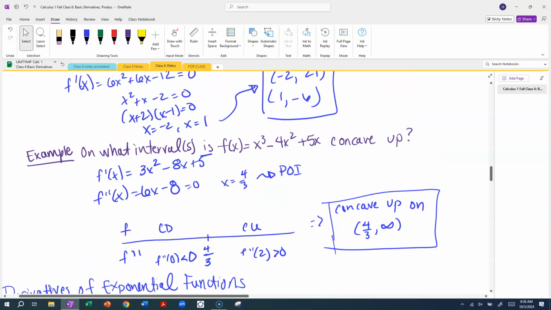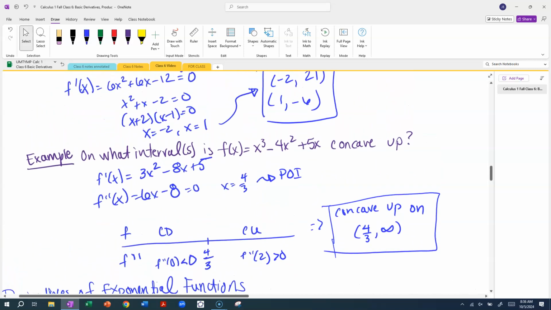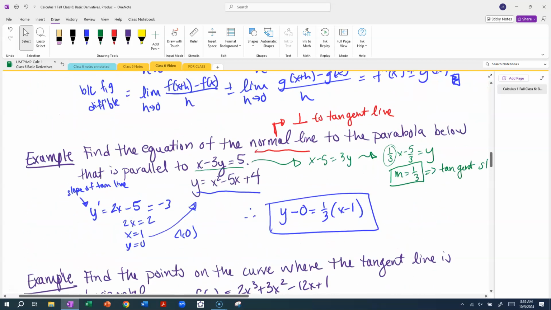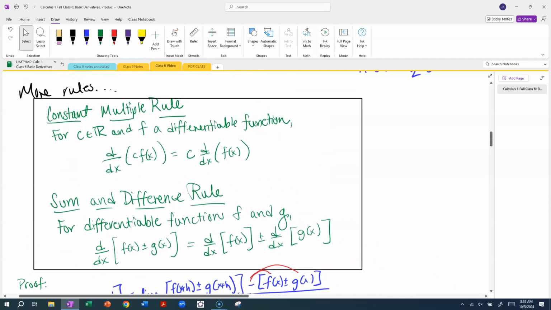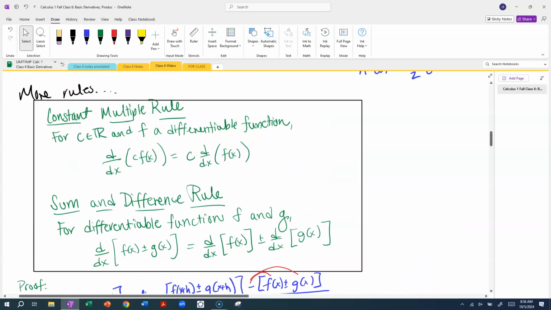Okay, so you'll see exponential functions are coming up, but that's going to be in the next video. So for now, just remember we have these two rules, the constant multiple rule and sum of difference rule, and we saw some examples of them.